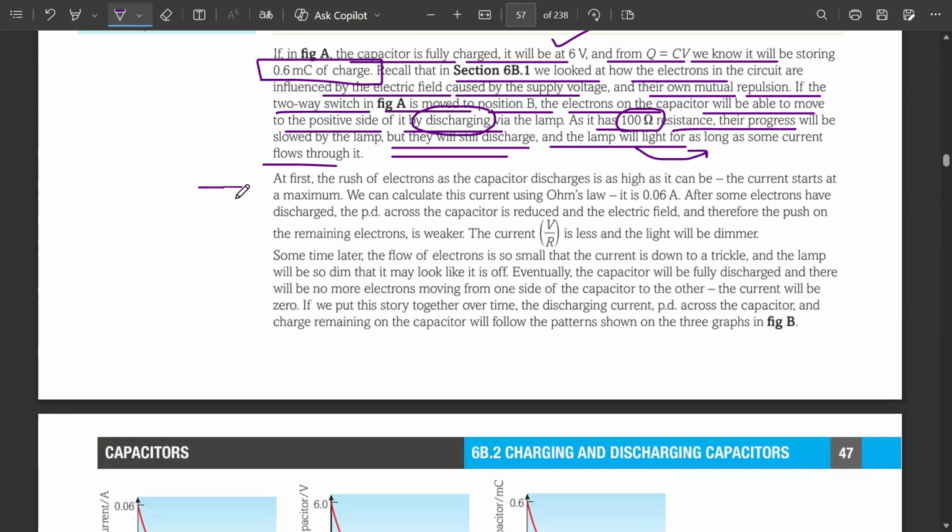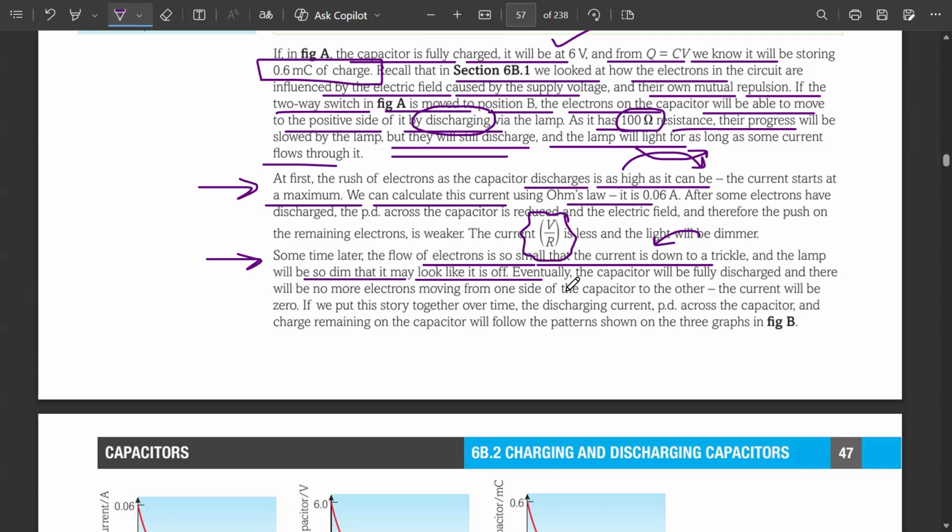At first, what will happen? The rush of electrons as the capacitor discharges is as high as it can be. The current starts at maximum and we can calculate this current by using V is equal to IR as well, and that will tell you. Okay. Sometime later, the flow of electrons is so small that the current is down to a trickle and the lamp will be so dim that it may look like it is almost off.